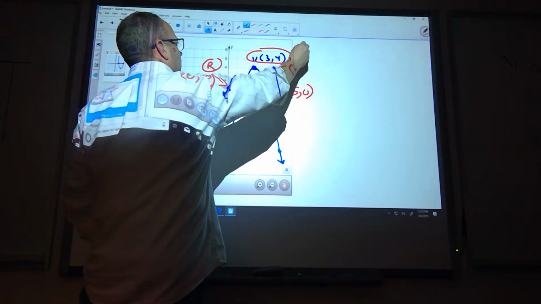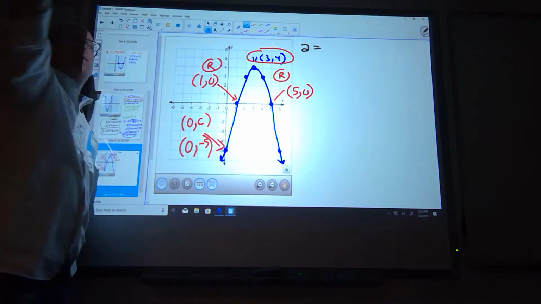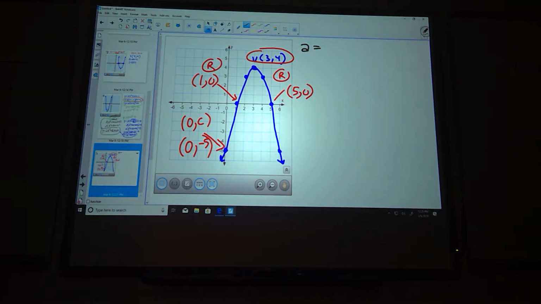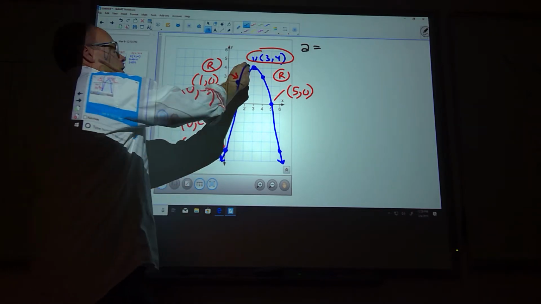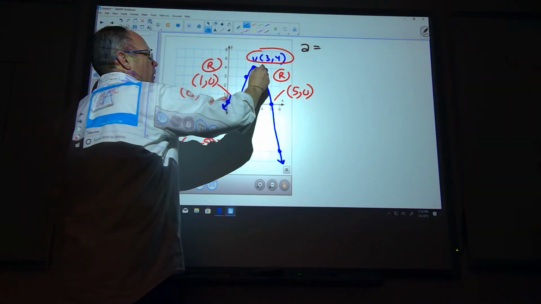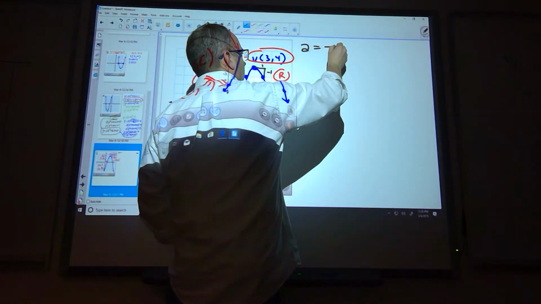Do I have enough information to know my a value? Yes. What do you think it is? One. Close. Why is it negative 1 and not positive 1? This graph's going down. So my a value, I'm going to go right 1, down 1. So I have to have a negative a value.